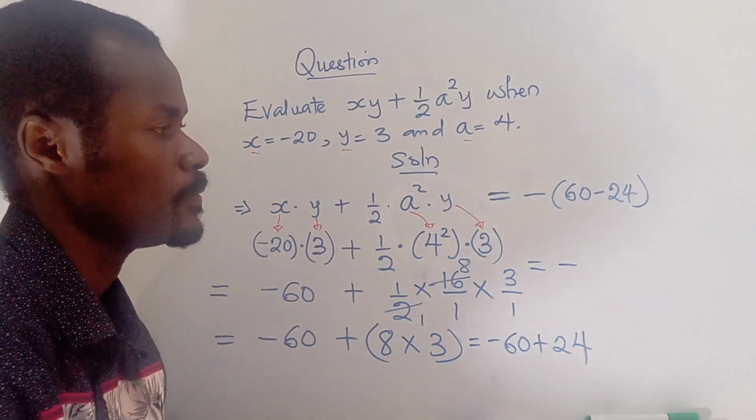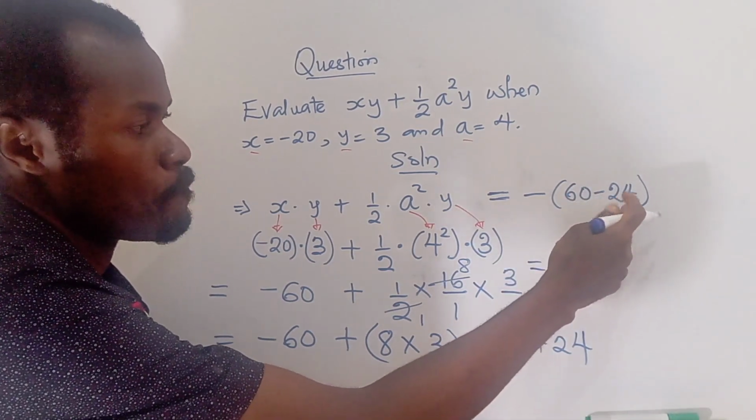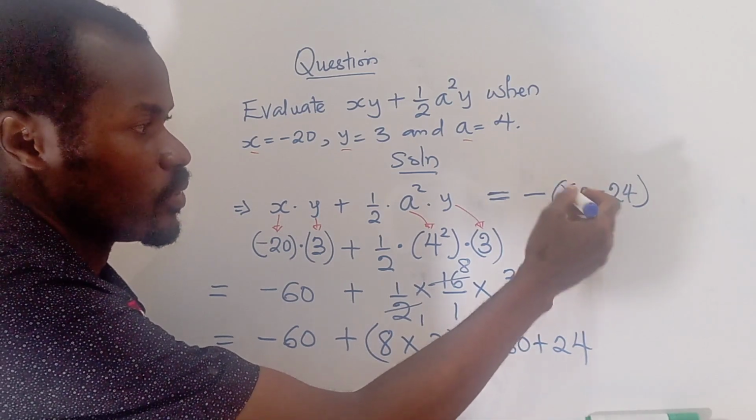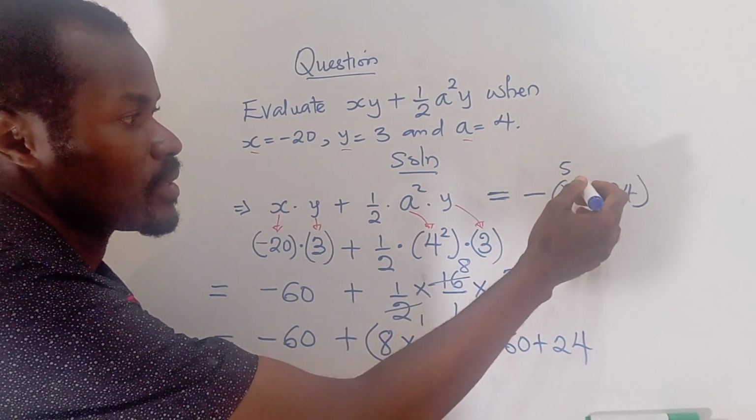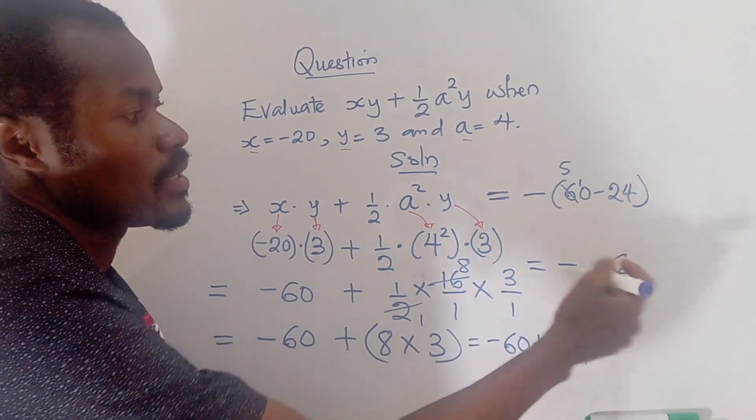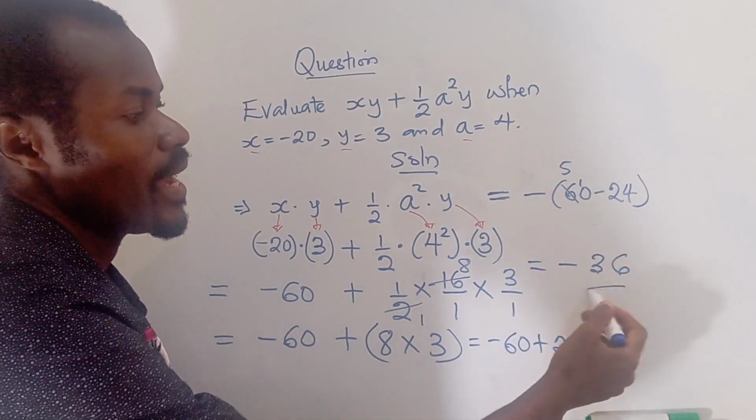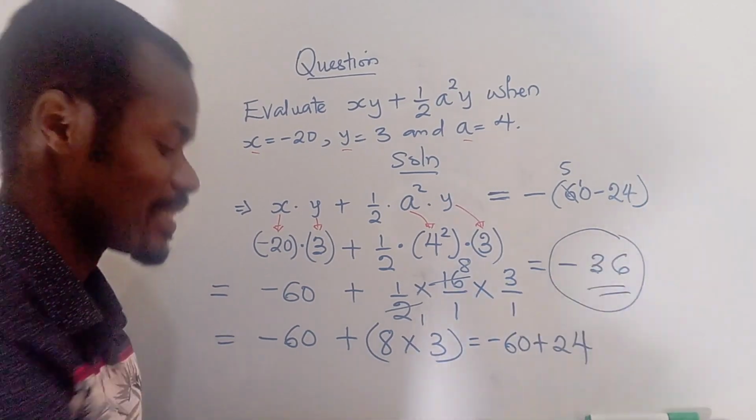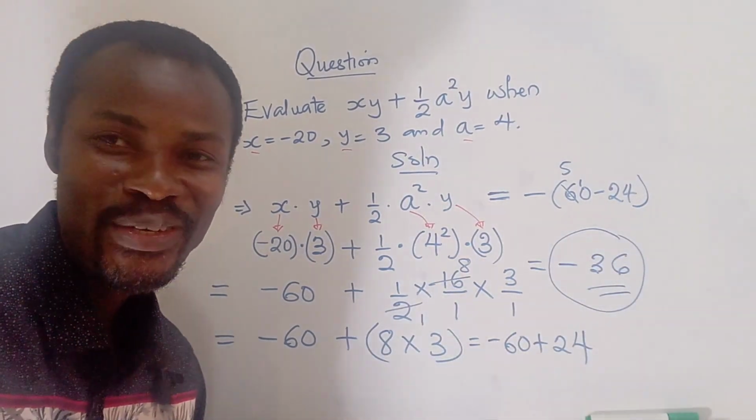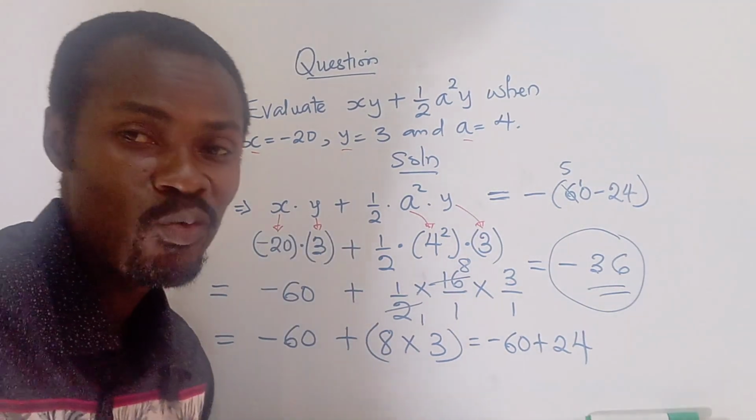Alright, so the first thing is, 0 minus 4, it cannot, so I want to decompose it. So this is 5 and this becomes 10. So 10 minus 4 is going to be 6, and 5 minus 2 is going to be 3. So we have minus 36 as the simple solution to this problem after substituting the values for x, y, and a.